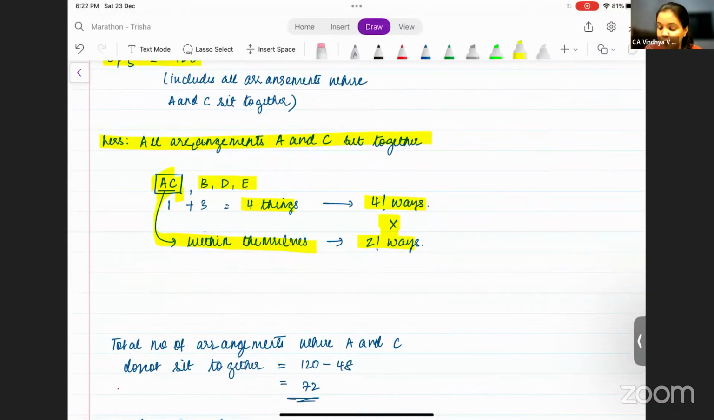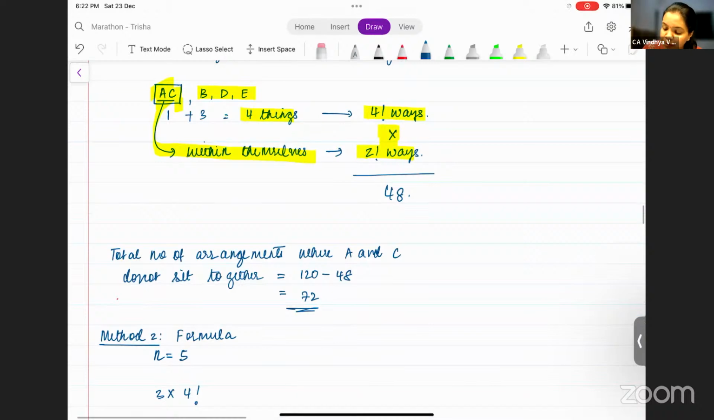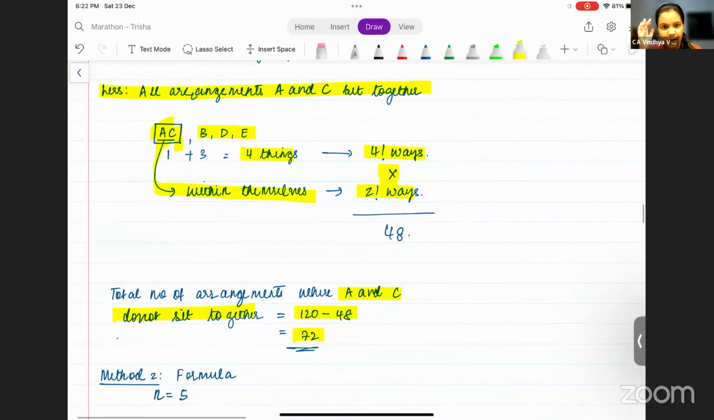So answer here would be 48. 4 factorial is 24, 24 into 2, 48. The total number of arrangements where A and C do not sit together is 120 minus 48, that is 72. Okay. Now, the reason why I did this as a different method is that this is important where 2 people or 3 people sit together. Such a question is asked usually from the point of view of examination.